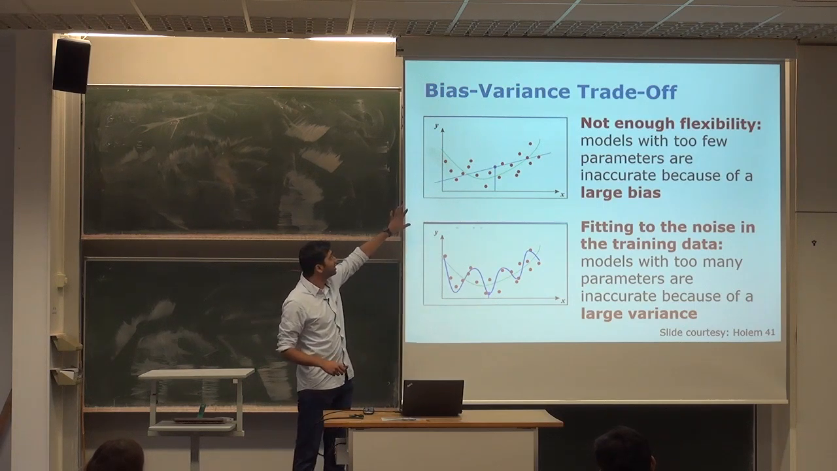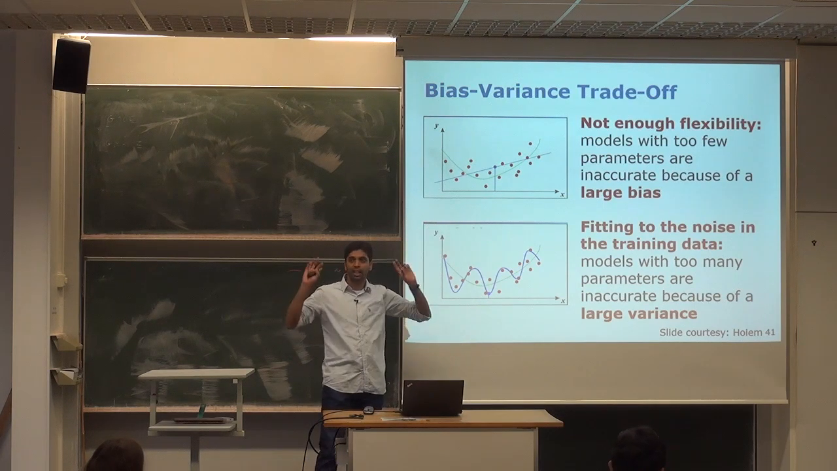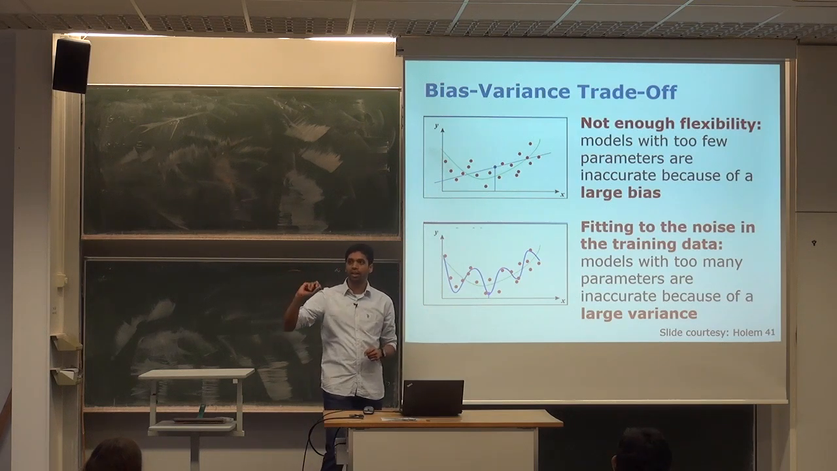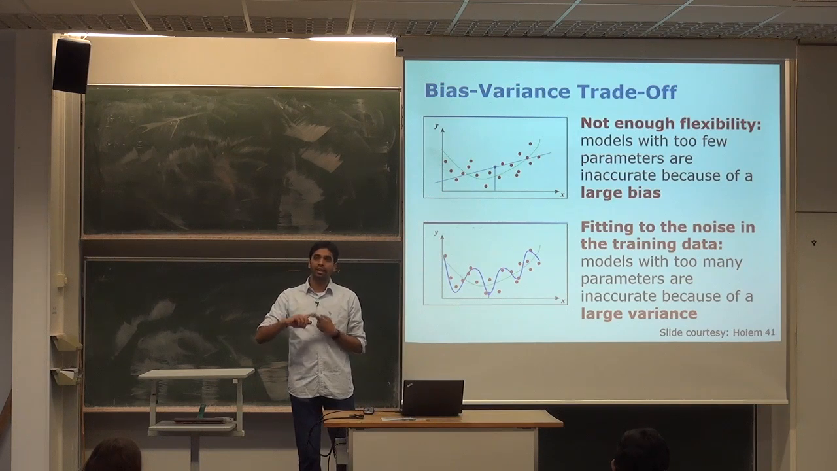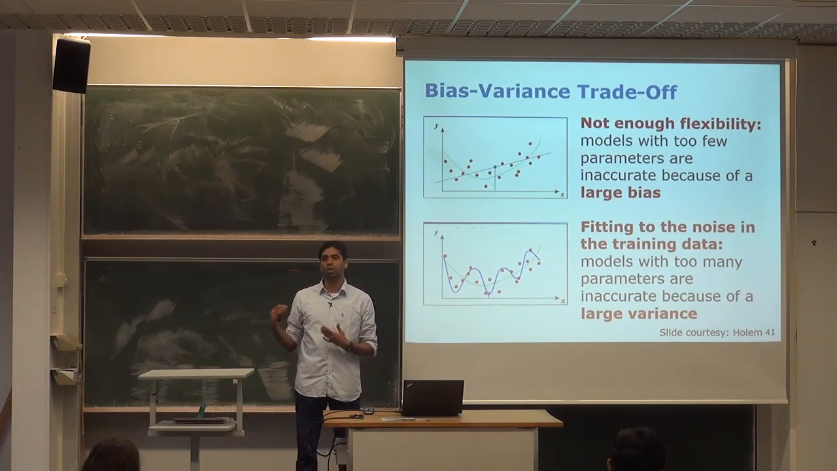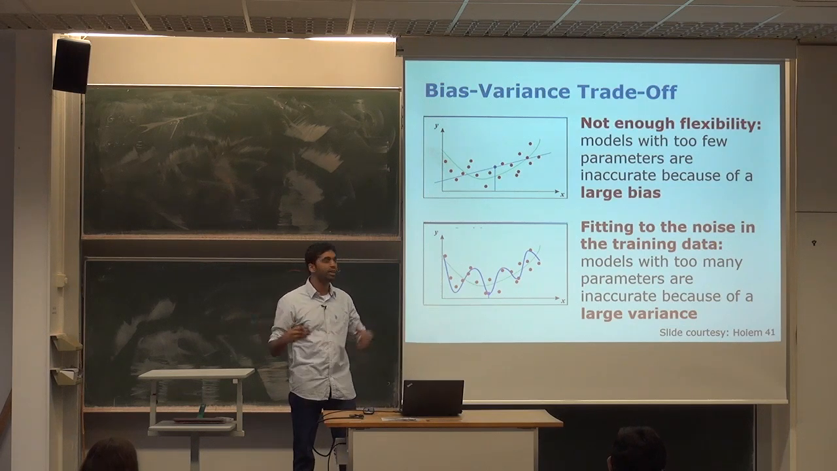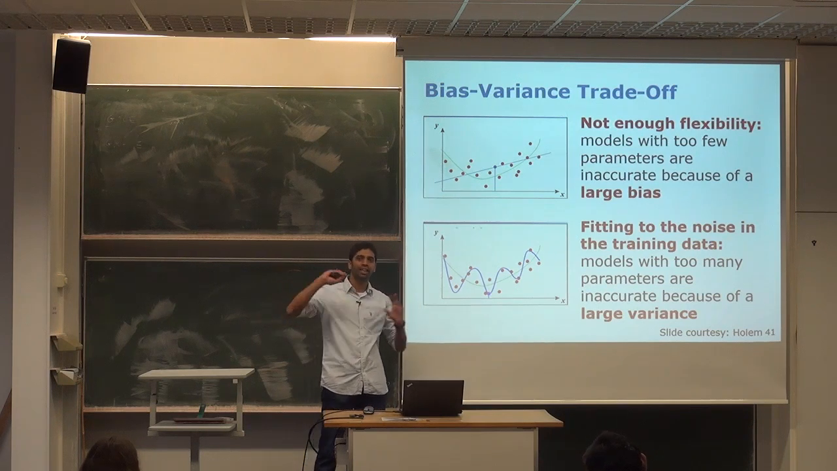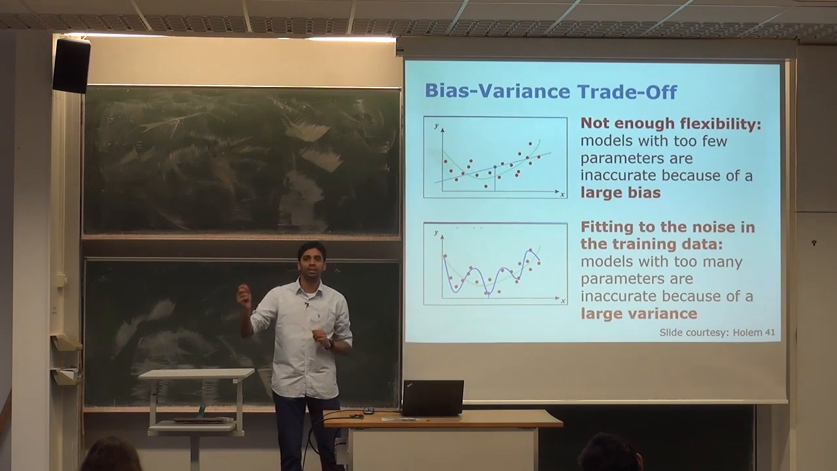It seems in this case that this green line captures the trend of the data better than just the straight line, right? So the error that the straight line here makes, due to the fact that it's too simple to explain the data, is what's called bias, right? In this case, the blue one is biased because it doesn't capture the entire trend due to the assumption that it's too simple.